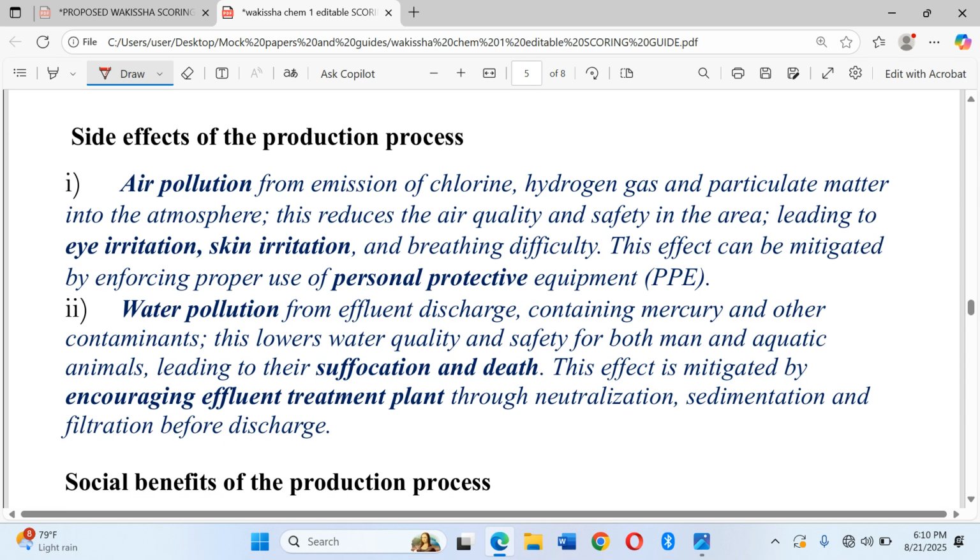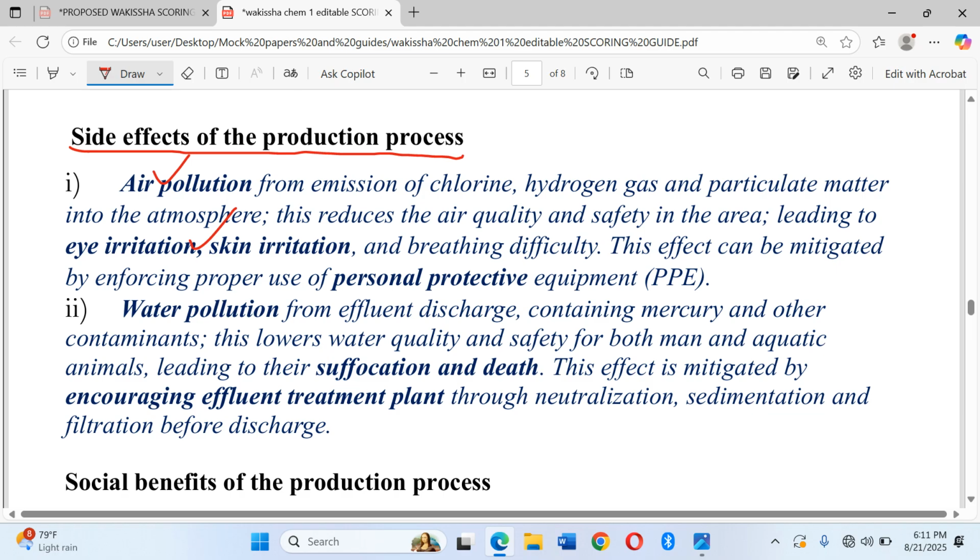I'm putting it here so that we don't just put anything. It is side effects of the production process. One of the side effects is air pollution, and we explain how it comes about, its effect, and how it can be mitigated. So we are saying that air pollution from emission of chlorine, hydrogen gas, and particulate matter into the atmosphere. This reduces the air quality, leading to eye irritation, skin irritation, and breathing difficulty.